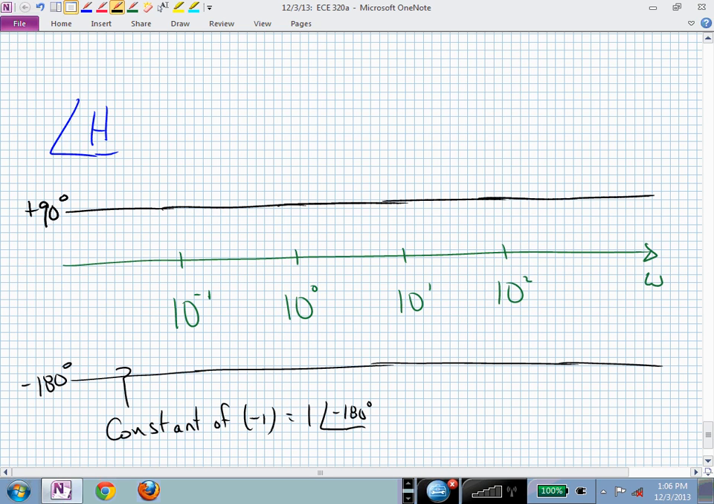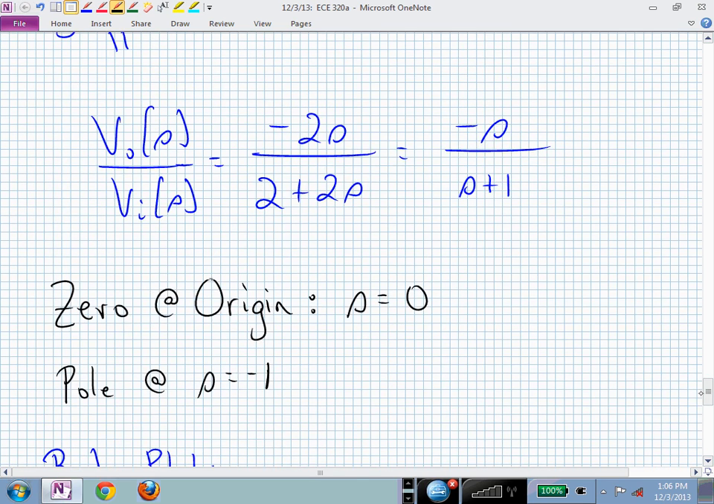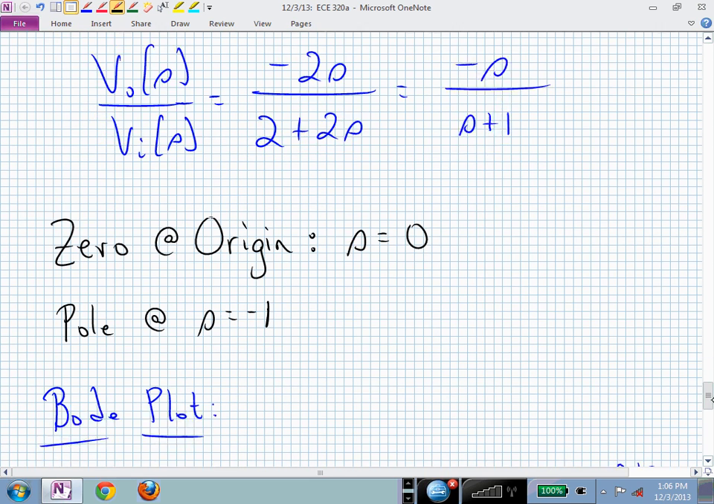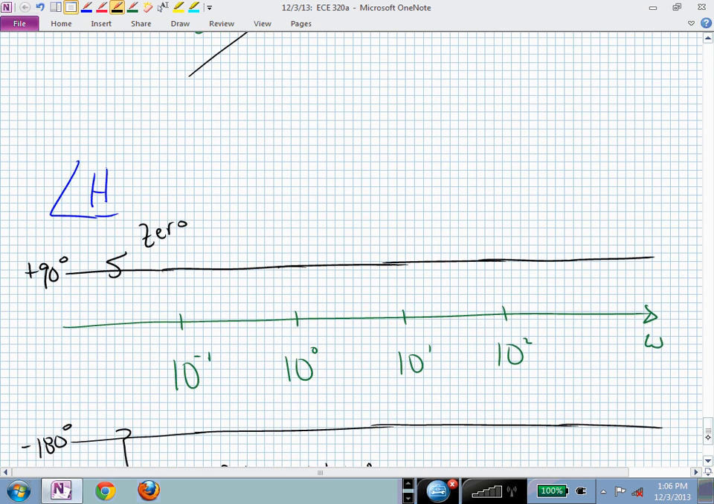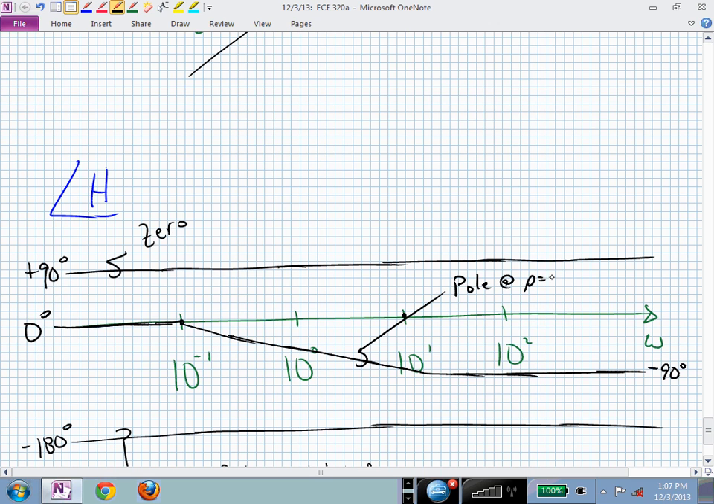And that's for all frequencies. This is due to the 0. Then we have the phase due to that pole at minus 1. And our phase transition is spread over 2 decades, centered about the break frequency, which is 1. So we go down a decade before, we go up a decade beyond the break, and we know now that we will be living between minus 90 degrees, since it's a pole, and 0 degrees, and we'll just connect that up right there. And this is our phase due to the pole at s equal minus 1.